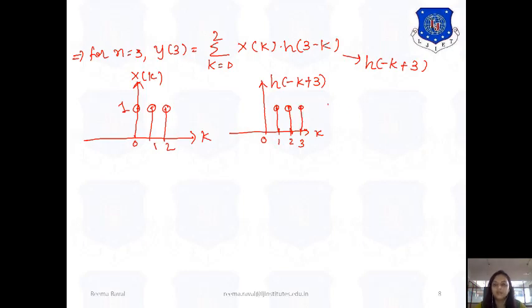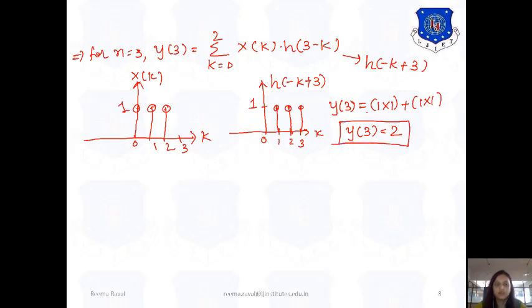And according to that we are going to get the output y of 3, which equals the multiplication of respective instants' values and the addition of that. Right? So here at instant 0 there is no value. At instant 1 it has value 1. So 1 into 1 plus 1 into 1 of the instant 2. And instant 3 over here has value 1, but instant 3 over here has no value. Okay. So y of 3 will be equal to 2.